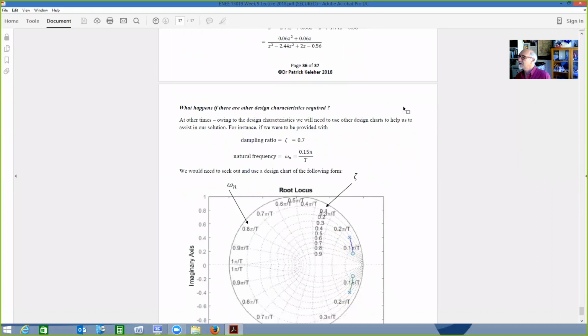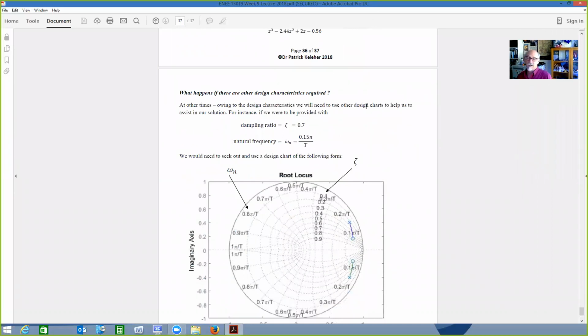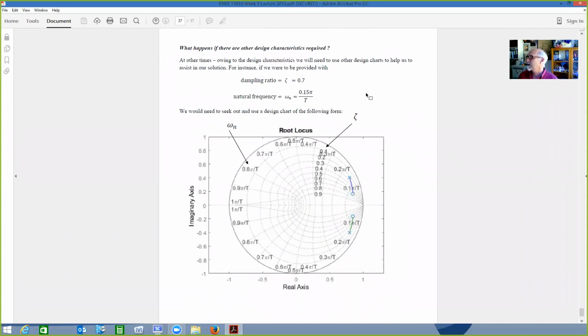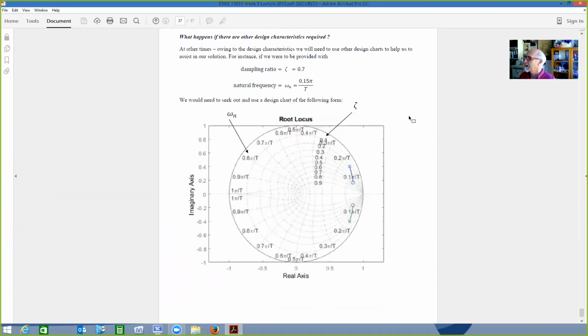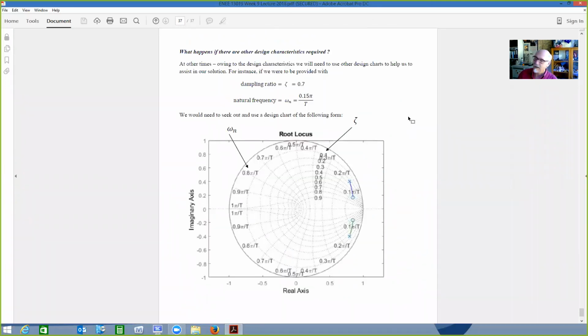Now, at other times, owing to the design characteristics, we'll need to use other design charts. And again, they're readily found. The textbook obviously doesn't give them all. We've already done that particular one in that previous example. But you will need to go looking at other sources, the web, whatever it might be. I'll just give you an example here of the types of forms that you'll see. Just keep in mind that one textbook can't give you everything, and you might have to go looking for other ones. This one here gives us some information about the natural frequency and the damping ratio.